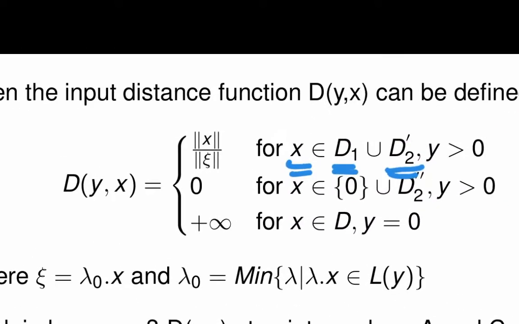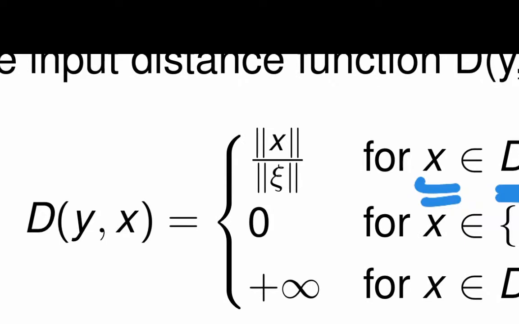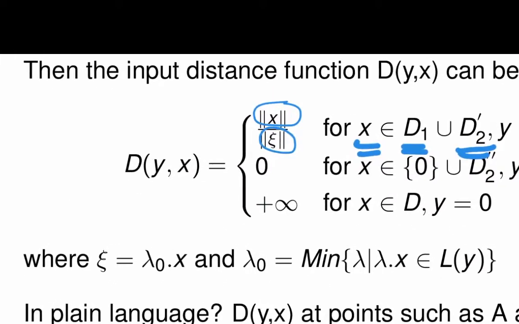And that distance function value is simply the norm of the actual input vector divided by the norm of the input vector xi, where xi is a scaled version of the input vector. And the amount of scaling we need to bring x to xi is the minimum lambda by which we need to shrink or scale down our x vector so that it's still a member of the input requirement set.